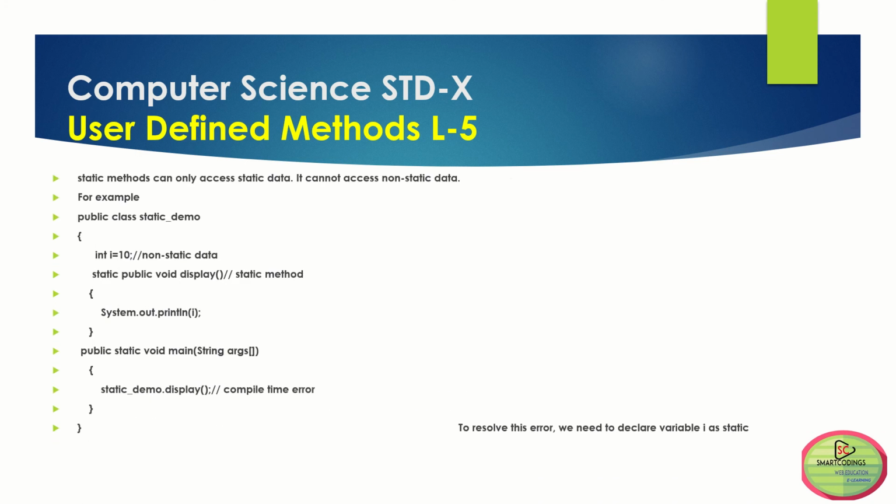Now another point is that a static method can only access static data. It cannot access non-static data. We'll be seeing this with this example over here. So the class name is StaticDemo. Okay, i is a primitive type variable declared with a value 10. After that I've declared one display method which is static. See, I've commented here, it is a static method. Which one? The display method. What is it printing? It is printing the value of i.